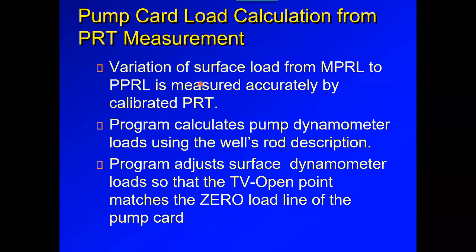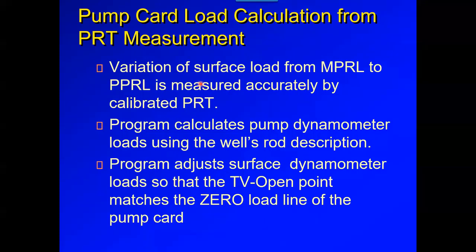Now, one of the things that I want to introduce here is that when utilizing the polish rod transducer, we're obviously measuring the difference between the surface load of the max polish rod or the peak polish rod load and the minimum polish rod load. Now, whenever we acquire this data, TAM is designed to shift the card, the downhole calculated card, to the zero load line, which is a term that Gustavo will introduce and talk about. It'll shift the traveling valve open point to the zero load line. And then we push the surface dynamometer data up with that adjustment.